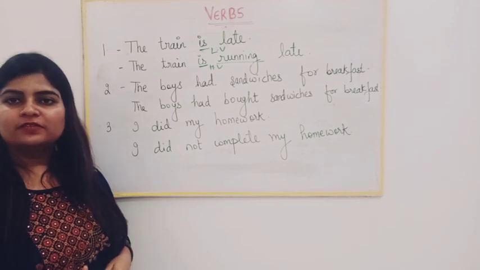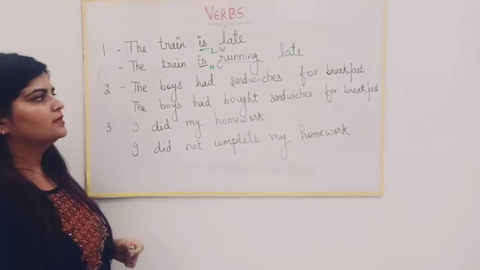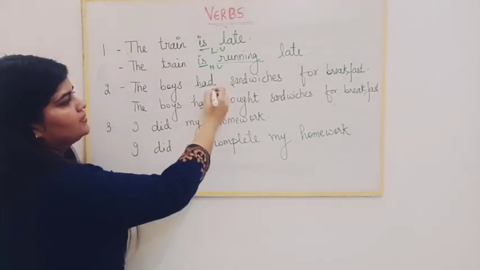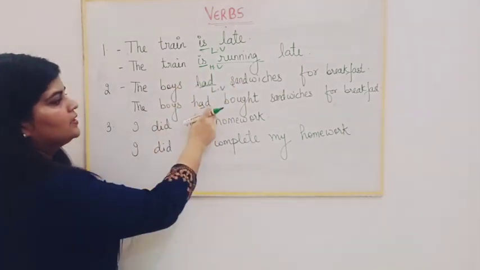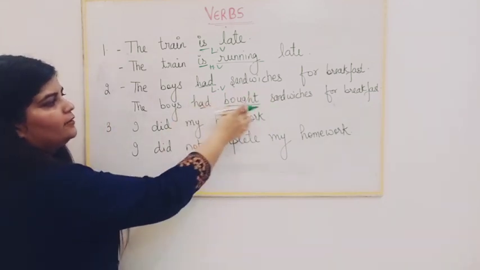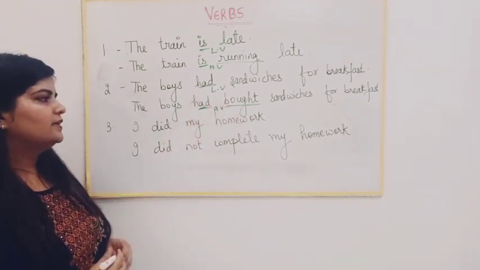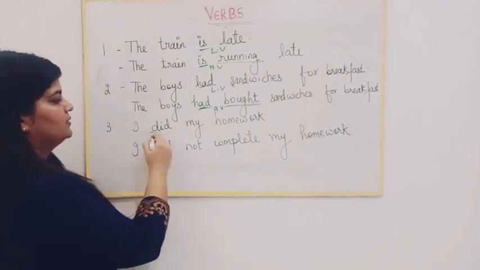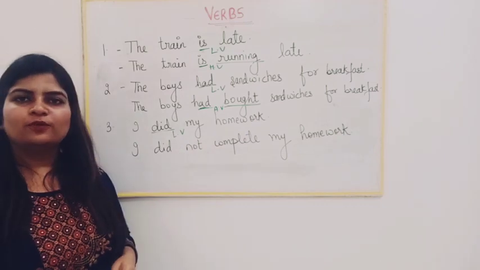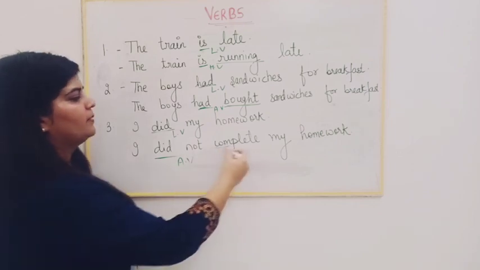The boys had sandwiches for breakfast and the boys had bought sandwiches for breakfast. Here had is common. No other verb is present, so it is a lexical verb. In the second, had bought, bought is the past participle of buy. So in had bought, the had is an auxiliary verb. In the third sentence, I did my homework. It is simply a lexical verb. I did not complete my homework. In this, it is an auxiliary verb, because the main verb complete is there.